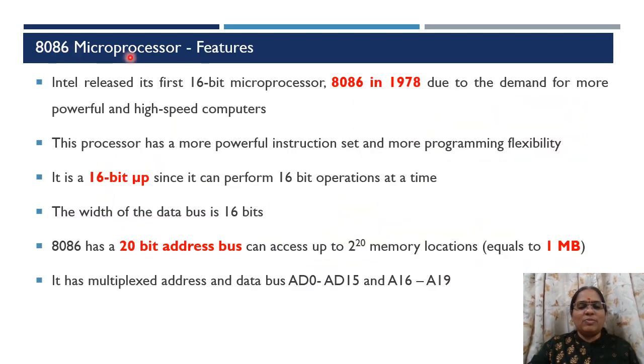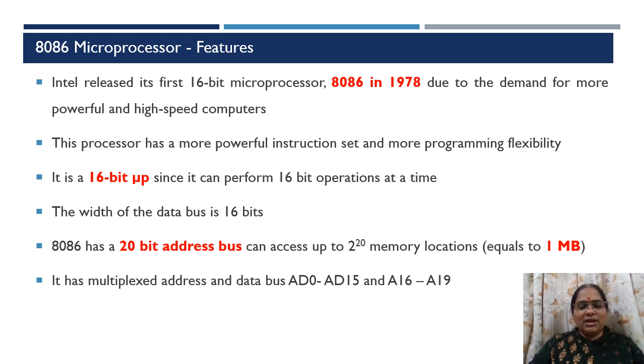Coming to the 8086 microprocessor, which is a basic 16-bit processor. Intel released its first 16-bit processor, the 8086, in the year 1978 due to the demand for high-powered and high-speed computers. It has a powerful instruction set and more programming flexibility. When you say a processor is of a particular bit size, it means it can perform that many bit operations at a time. The 8086 is a 16-bit processor, so it can read 16-bit data, write 16-bit data, and process 16-bit data at a time. So the width of the data bus is 16 bits.